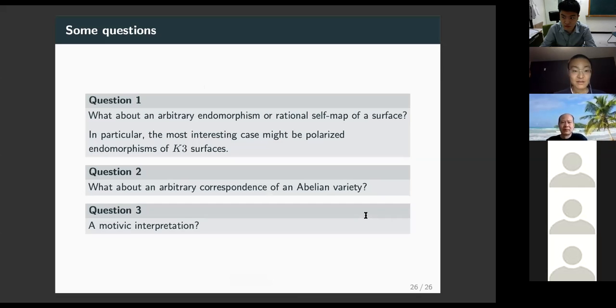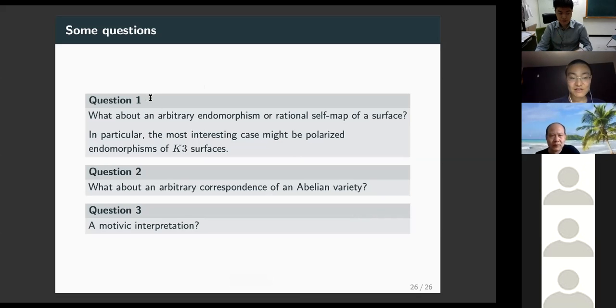Okay, so in the last slide, I'll give some questions. The first question has been asked before, I think: what about the arbitrary endomorphism, or rational self-map, of a surface? In particular, the most intricate case might be the polarized endomorphism of K3 surfaces.